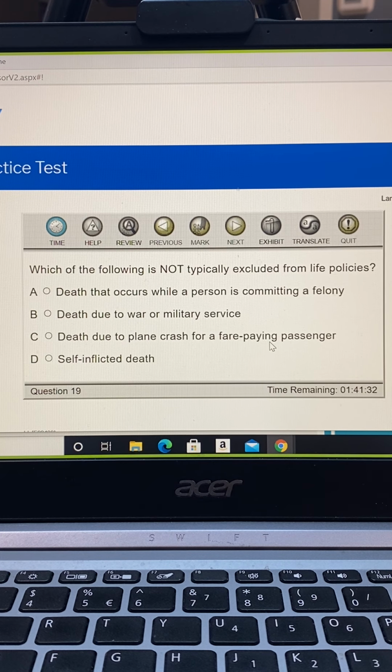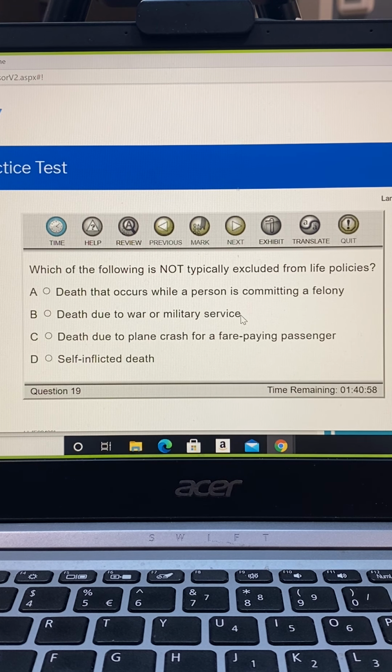Death that occurs while a person is committing a felony. No, it's not typically excluded. Right, not typically excluded. Self-inflicted death? No, the answer is C. That's suicide, right? I mean, if you rob a store and get shot, that's not going to work. You know what I'm saying? So that's why A is going to be excluded.